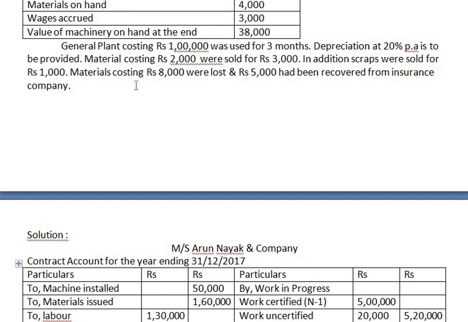Now here, general plant costing rupees 1 lakh was used for 3 months. So this plant, whatever they have purchased, is recorded on the debit side at cost price, and depreciation at 20% per annum is to be provided. So depreciation should be calculated, and then the value of that plant at the end has to be shown on the credit side.